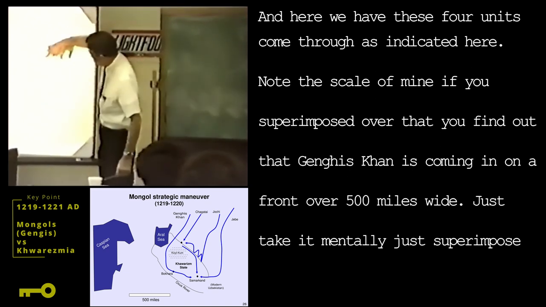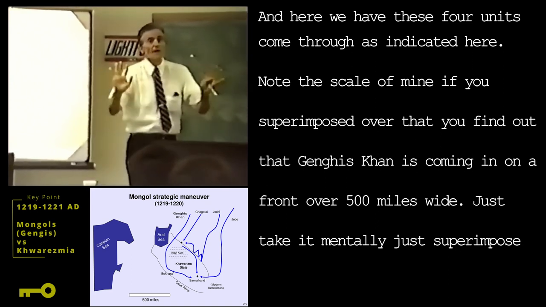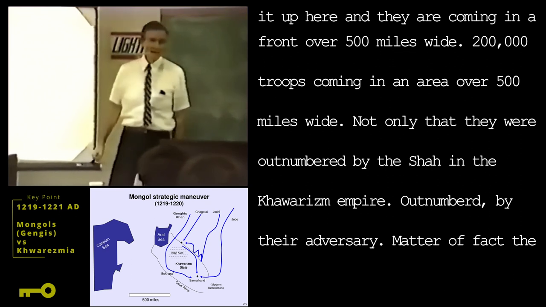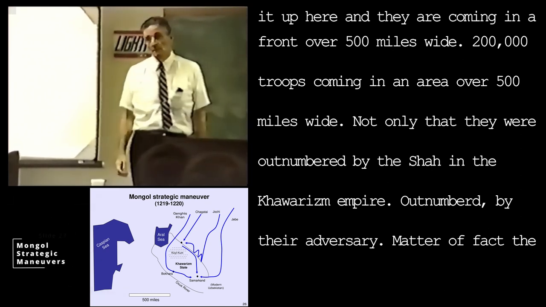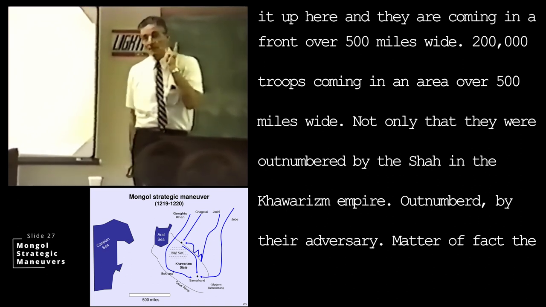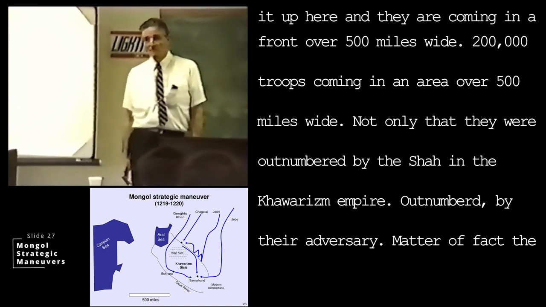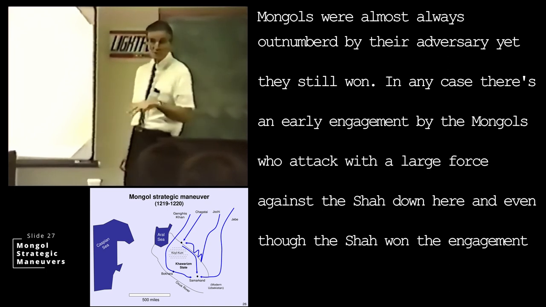Note the scale of miles. If you superimpose it over that, you find out that Genghis Khan is coming in on a front over 500 miles wide. Just take this mentally. You superimpose them. Here's a front coming in, 500 miles wide. 200,000 troops coming in an area over 500 miles wide. Not only that, they were outnumbered by the Shah and the Persian Empire. Outnumbered by their enemies. As a matter of fact, the Mongols were almost always outnumbered by their enemies, yet they still won.